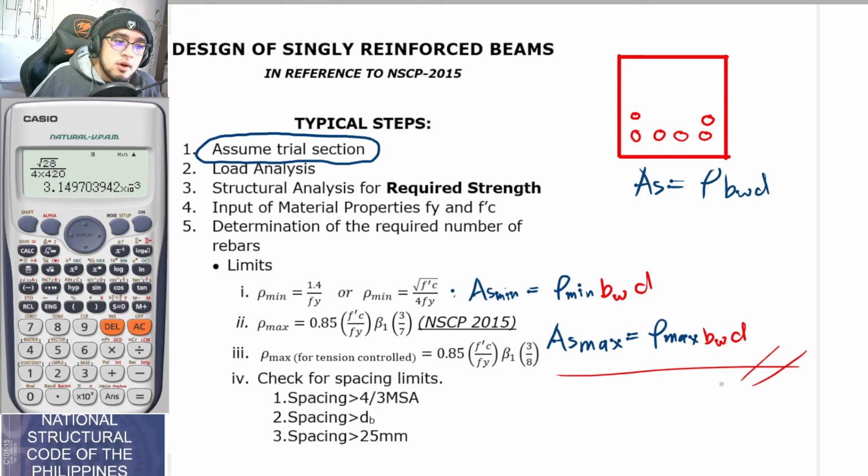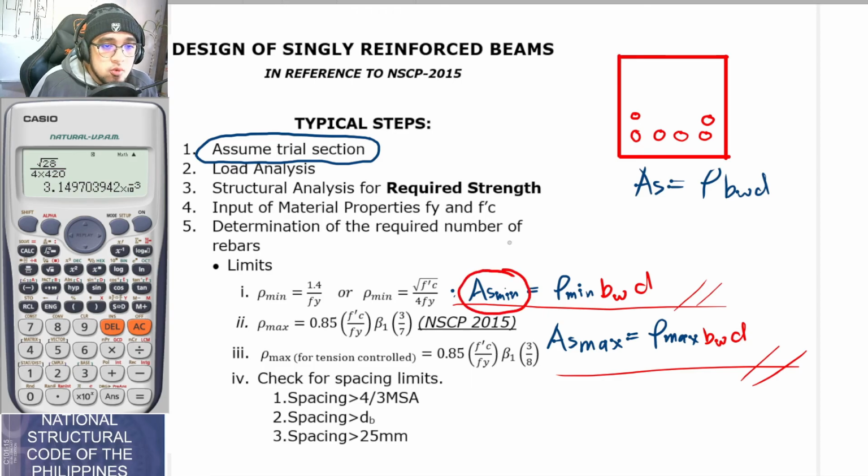So these two are our limits. And once again, if your section is below As minimum, you will be using As minimum already. But if your As is greater than your As maximum, you wouldn't be using As maximum already.